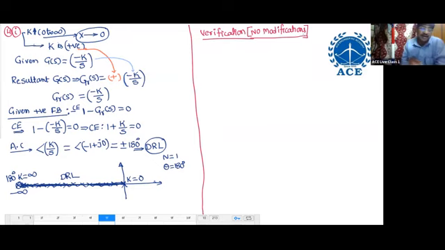So now take the characteristic equation. What is the characteristic equation? As it is, you take 1 minus G of s equal to 0, because of positive feedback. Substitute G of s as it is: 1 minus, what is G of s? Minus K by s, equal to 0. Now the characteristic equation is s plus K equal to 0.